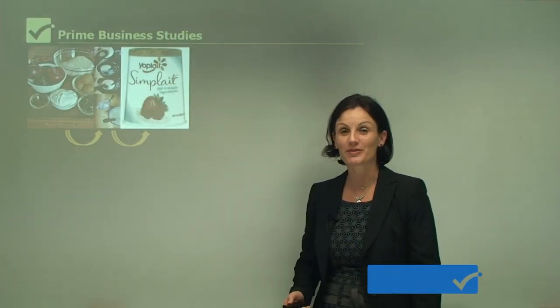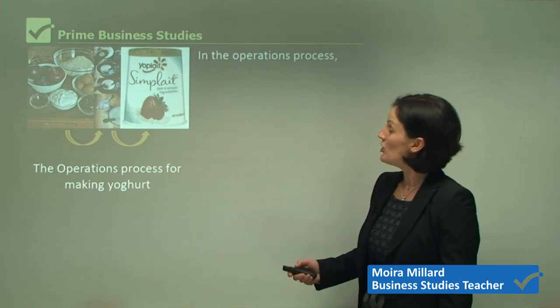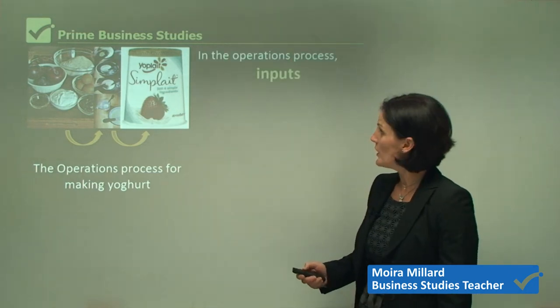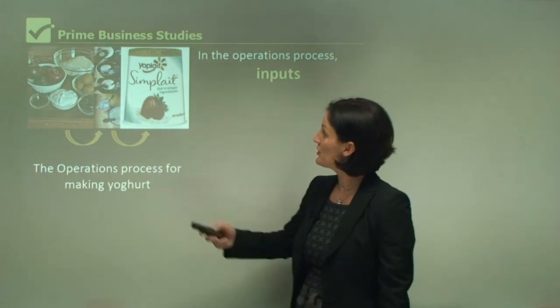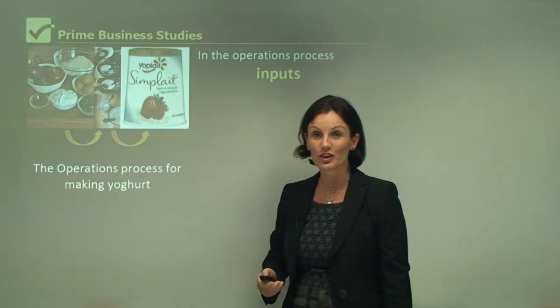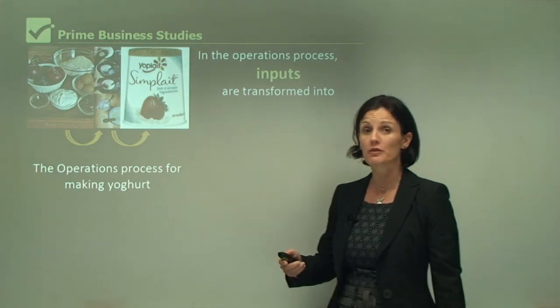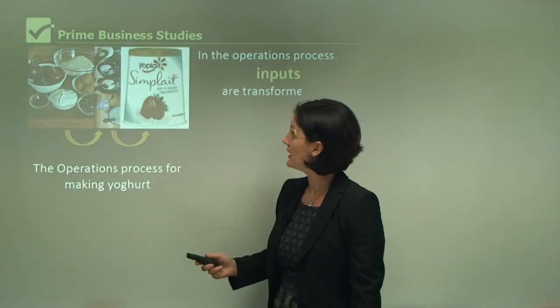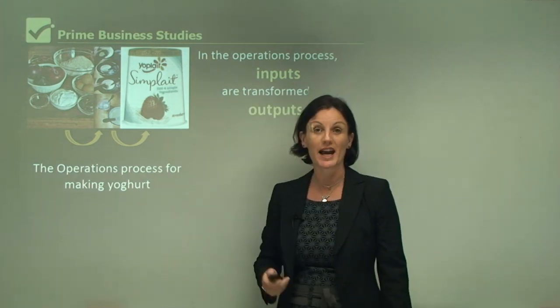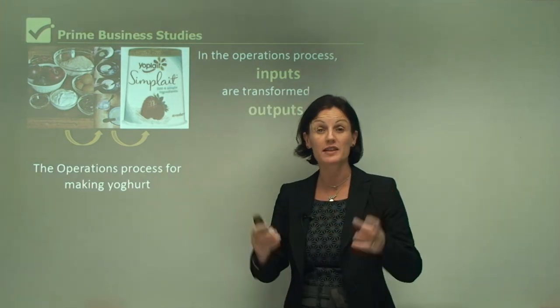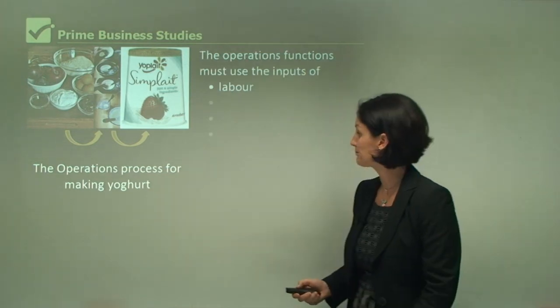Hello there. This lesson is on the operations process. Now, in the operations process, we have inputs. If we look at the example of making yogurt, our inputs such as eggs, fruit and yogurt are then transformed. So we take those and we blend them and we mix them into our output, which becomes our yogurt. So this is what we refer to as the operations process.